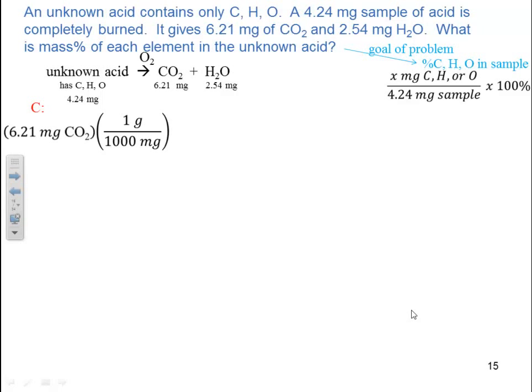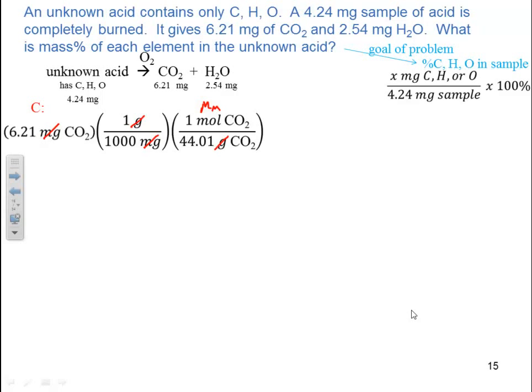So I have my milligrams, they cancel, and then I go from my moles of CO2 to grams of CO2 through my molar mass. This is my molar mass of CO2. You see my milligrams are canceling, my grams are canceling. So that gets me to my moles of CO2. And to get from CO2 to C, this is my bridge.